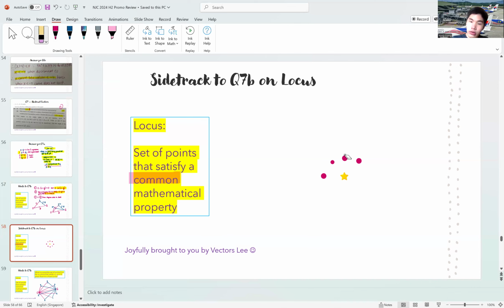Now let's go and talk about secondary school math. Okay, let's say I'm going to use the same star.